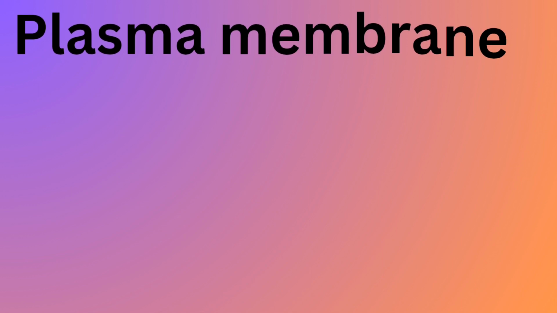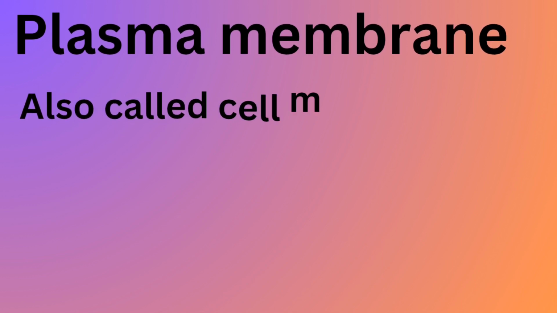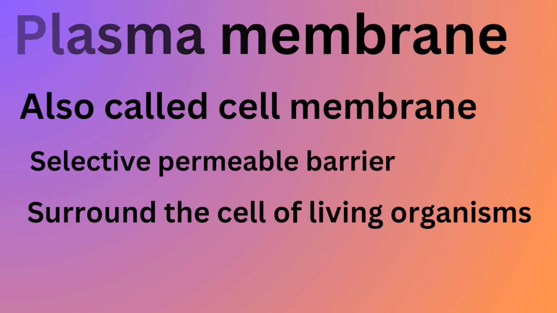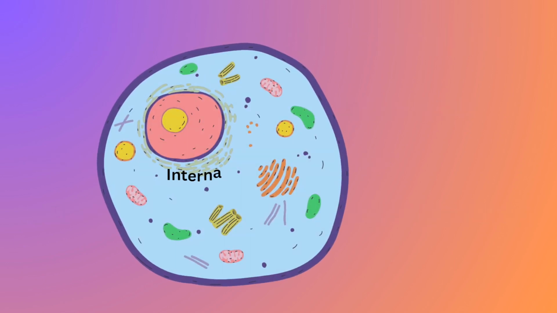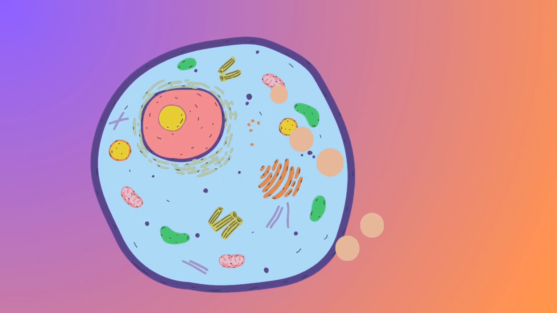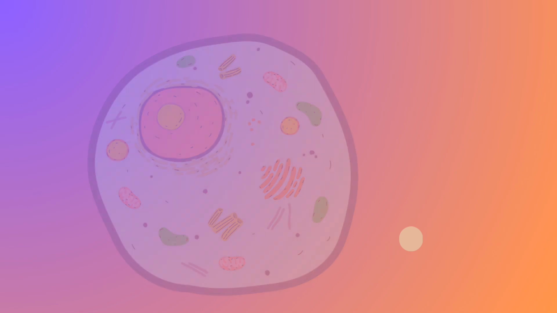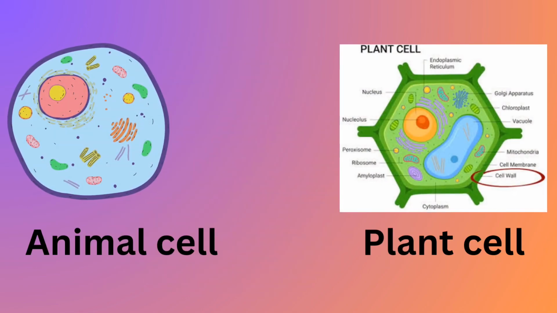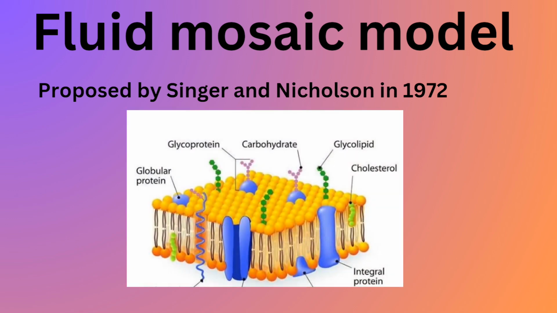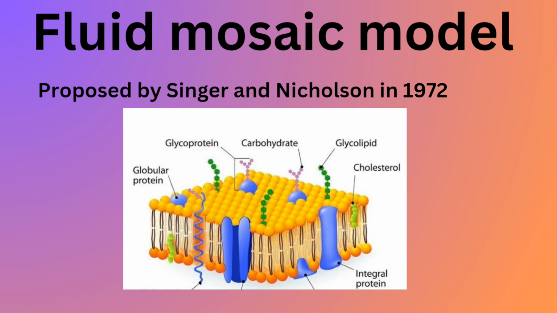The plasma membrane, also known as the cell membrane, is a selectively permeable barrier that surrounds the cells of living organisms. It separates the internal environment of the cell from the external environment, controlling the passage of substances in and out of the cell. It is the outermost boundary of the animal cells and inner to the cell wall in plant cells. In 1972, Singer and Nicholson proposed a most acceptable model for membrane called fluid mosaic model. According to this model, the membrane is like a sea of lipids in which proteins are floating.